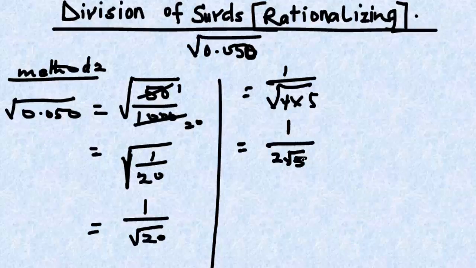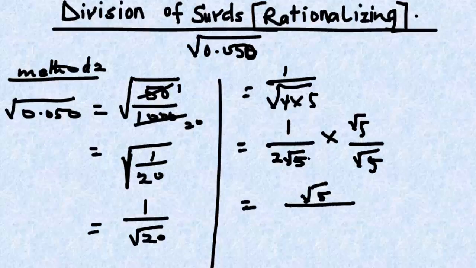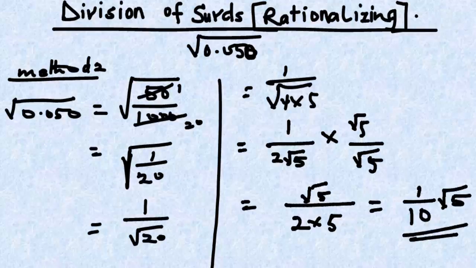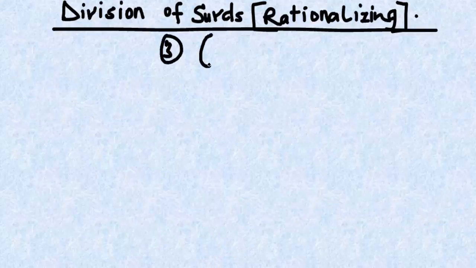Okay, so rationalizing the denominator, we multiply by root 5 on root 5. So here we go, we have root 5 on 2 times 5, which is 10, because root 5 times root 5 gives us 5. Okay, so here we go, we have root 5 on 10, which is cool. Alright, method 2 is a bit easier, so let's go ahead and solve one more example.